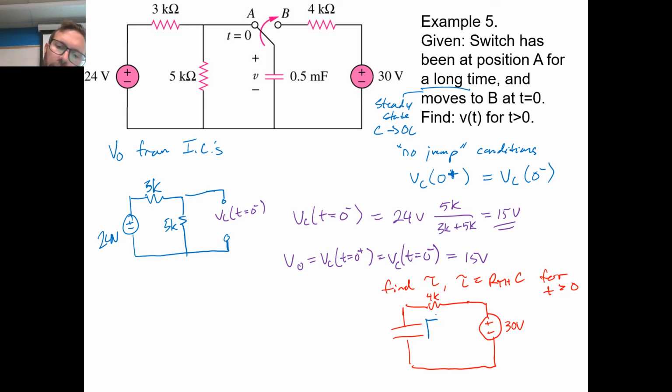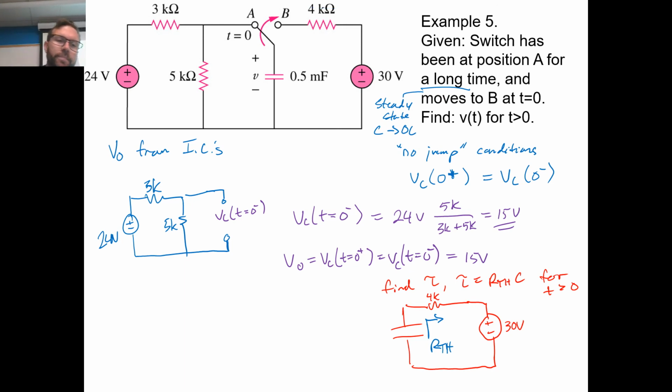That's the Thevenin resistance that the cap sees looking into the 4K 30 volt source. That's a simple one. It's a 4K in series with a 30 volt source. This circuit is already kind of Thevenized, if you catch my drift, right? A Thevenin circuit is one resistor in series with one voltage source. If it were more complicated than that, we'd need to find the Thevenin resistance, but it's not more complicated than that. It's already kind of Thevenized.